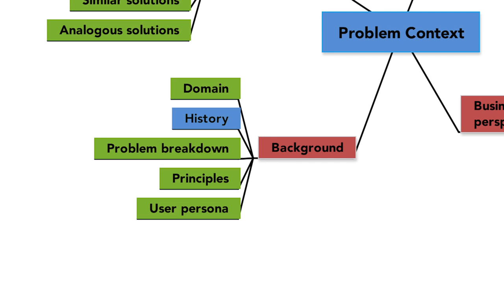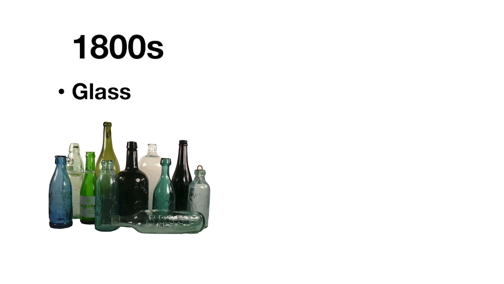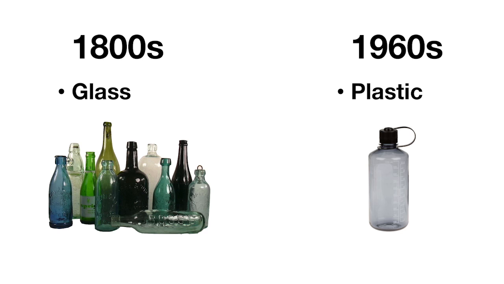It may be important for you to understand a little bit of history about the use of water bottles. In the 1800s, water was stored in glass. Beginning in the 1960s, with the advent of the plastics revolution, water bottles were made out of plastic.